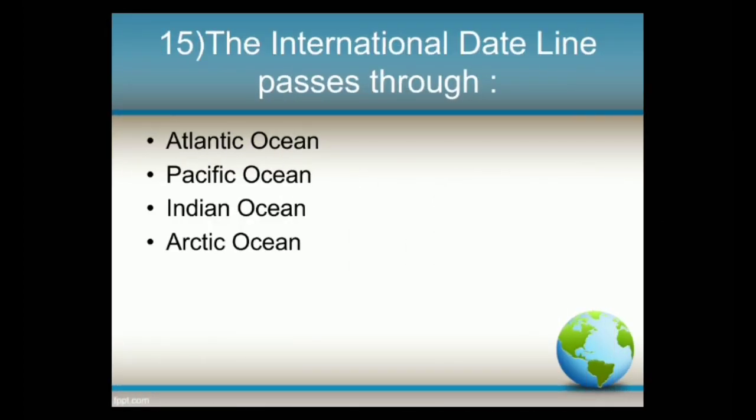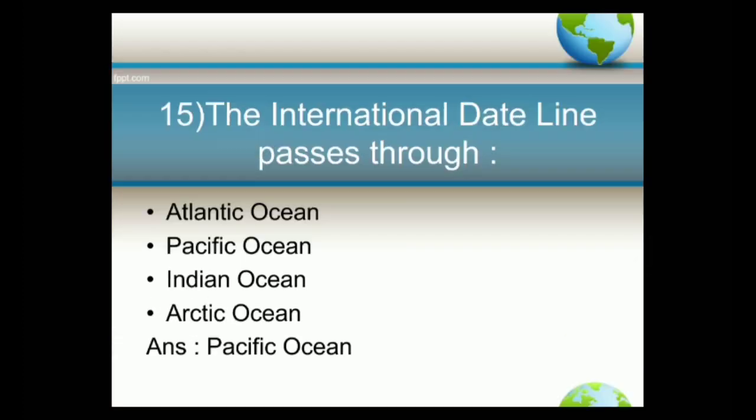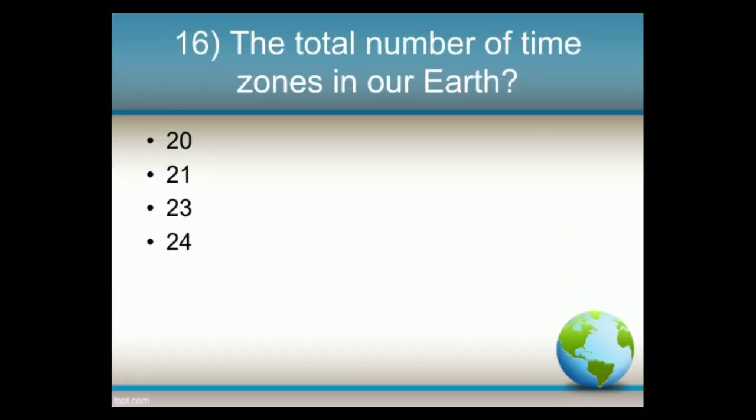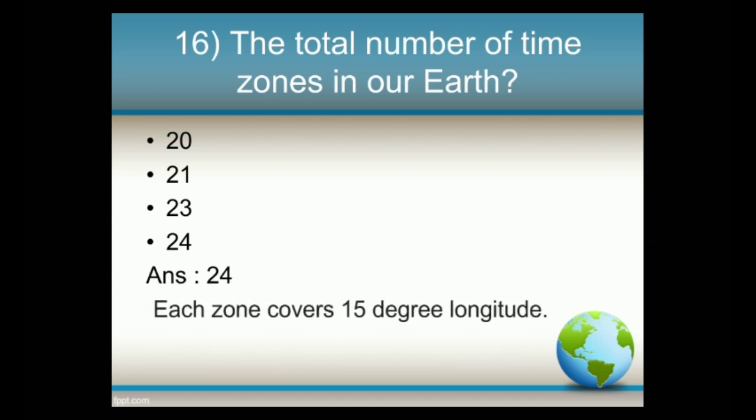The international date line passes through options Atlantic Ocean, Pacific Ocean, Indian Ocean, Arctic Ocean. And the answer is Pacific Ocean. Just now we saw this. Next, the total number of time zones in our Earth. Options 20, 21, 23, 24. And the answer is 24. Each zone covers 15-degree longitude.